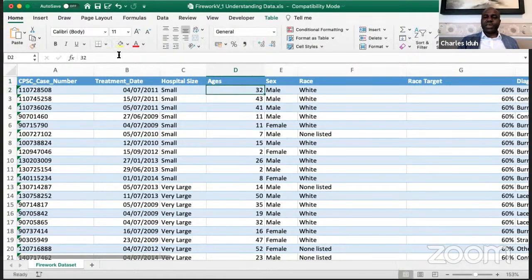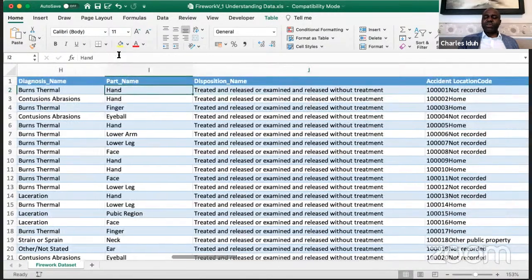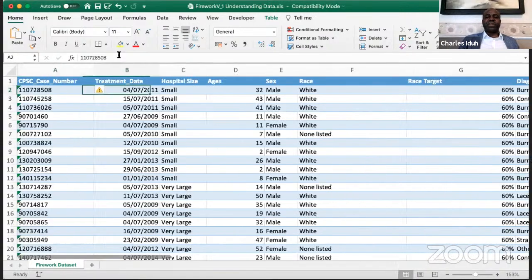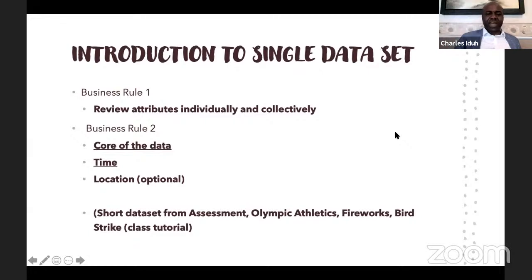So you're reviewing, and this is talking about the gender, the sex, the race. All right, so you review them individually, and you also bring them together to say, what is this data set about? So I'm just telling you what an attribute is. We're still going to break it down deeper. Okay, so review the attributes individually and collectively.